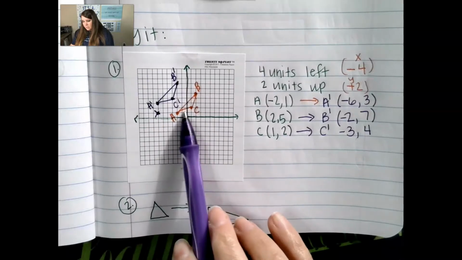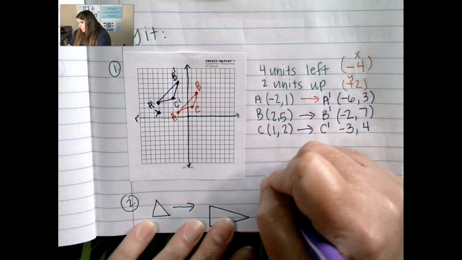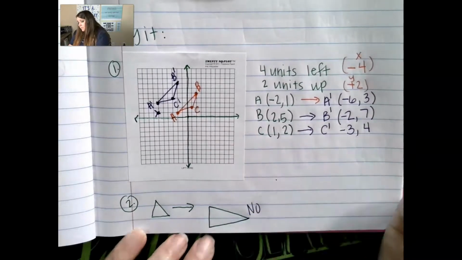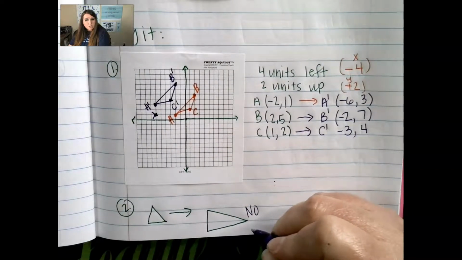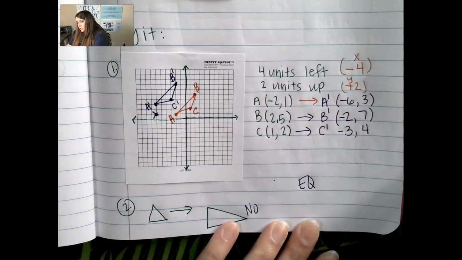You should have started with this triangle and ended with this one. And then this: is this a translation? No, it's not a translation because, yes, it did move. However, the triangle changed shapes. So go ahead and write your answer to your essential question.